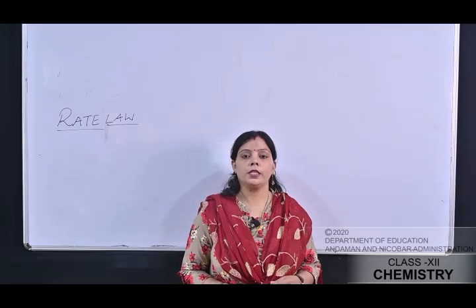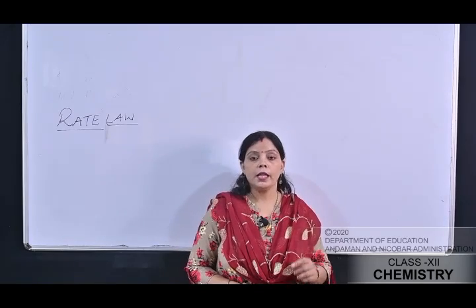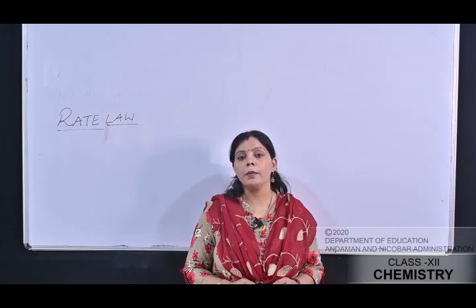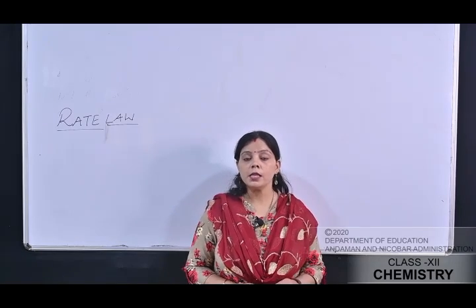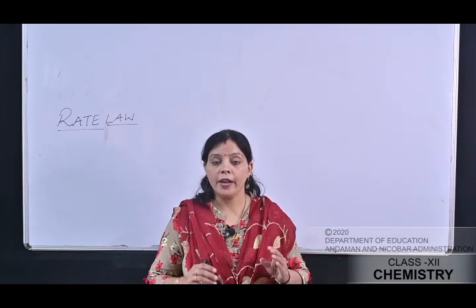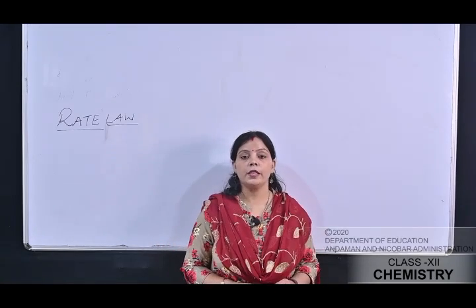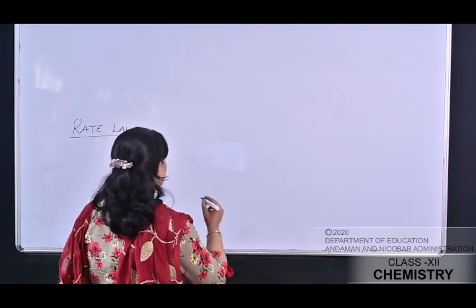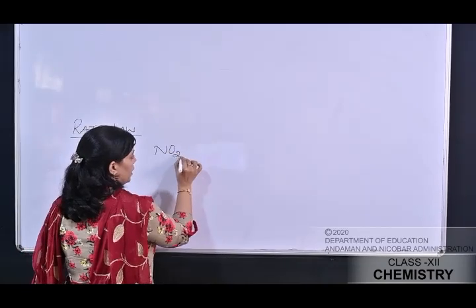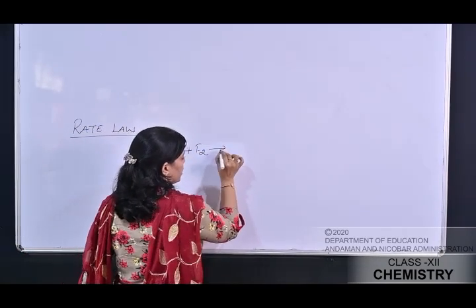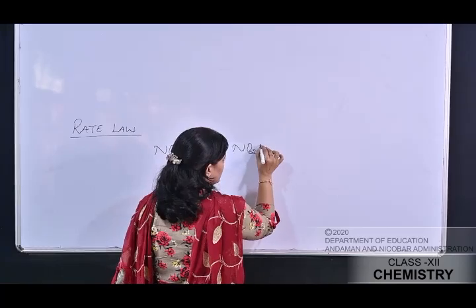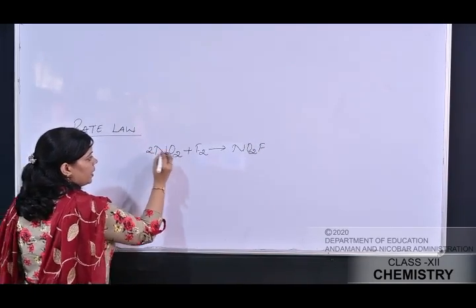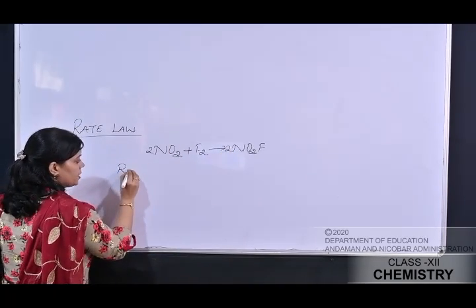In the case of a complex reaction, if we express the rate of the reaction on the basis of the balanced chemical equation, then it has no significance. It means the rate equation is written on the basis of experimental results. Let me explain this with an example, the reaction of nitrogen dioxide with fluorine to give nitrogen dioxide fluoride. On the basis of the balanced chemical equation, how can we express the rate equation?